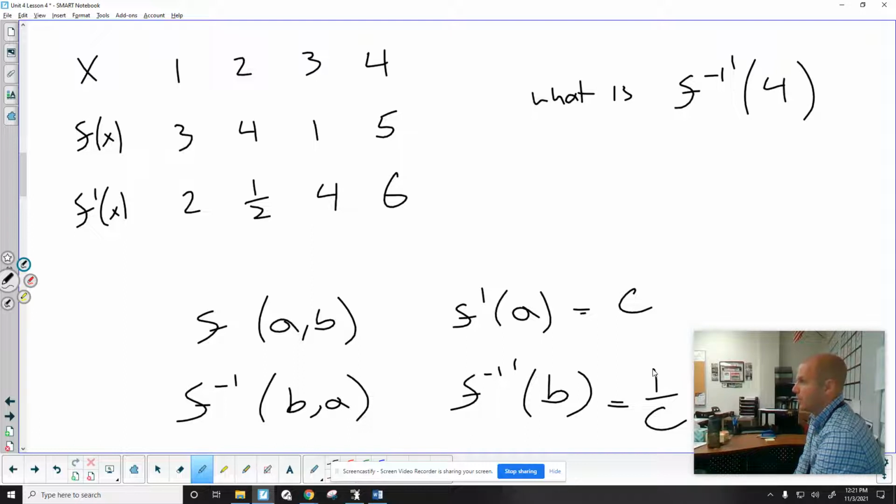Inverses have flip-flopped points and reciprocal slopes at corresponding flip-flopped points.